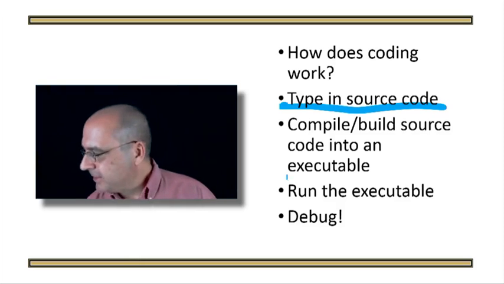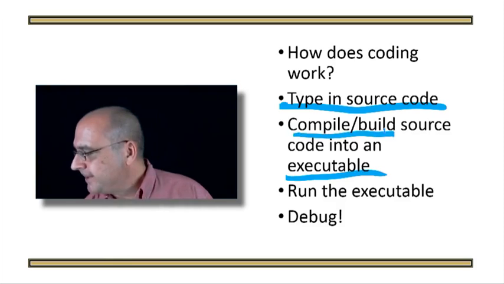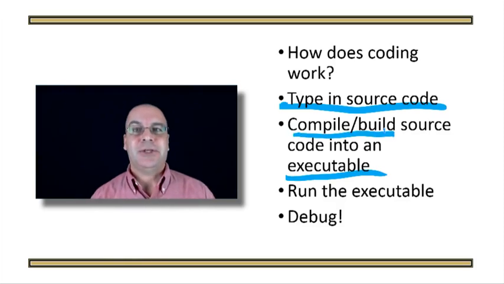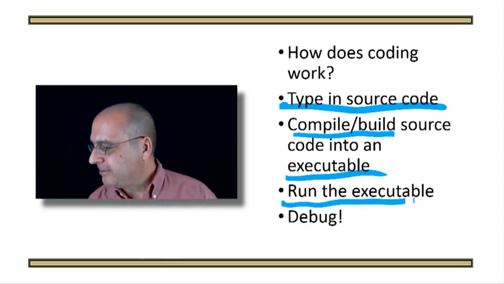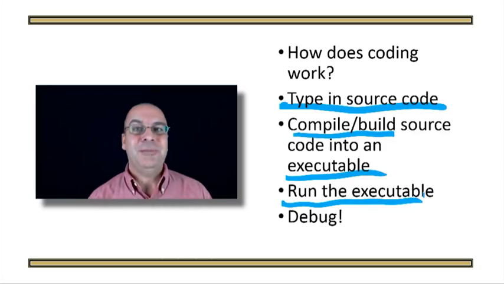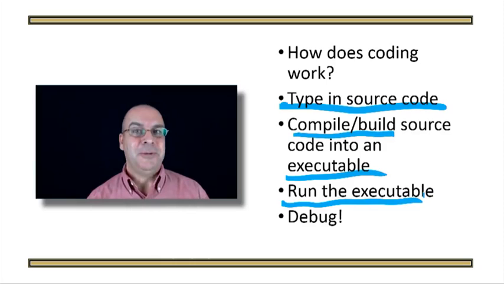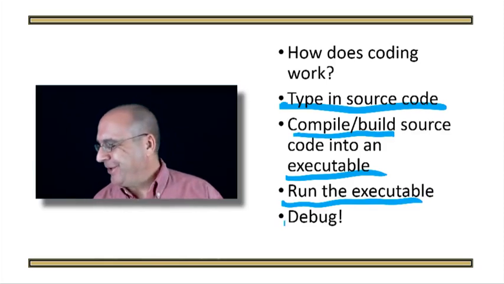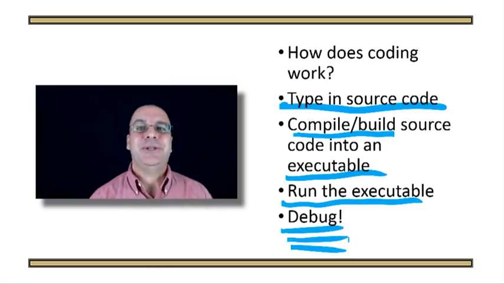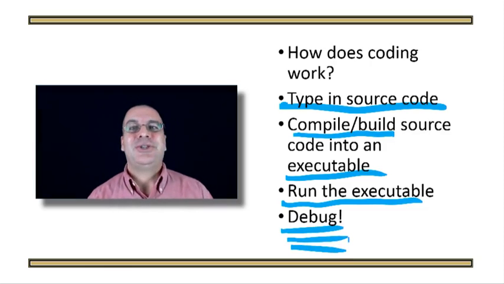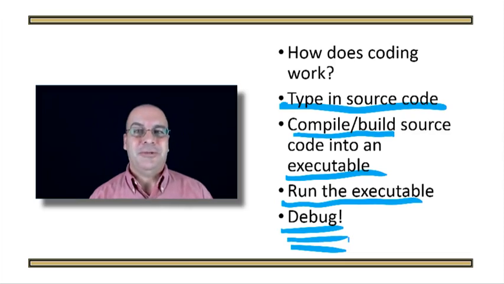So the next step is to actually compile and build that source code into an executable, something that the computer can actually understand so that it can be executed. After we've done that, we can now run the executable to play our game or run our program or whatever. And sadly, I'll underline this 3 times, a lot of times, we actually need to debug our code as well. So we have to go through our code and find the mistakes we've made and fix them so that the game runs properly the way we intended it to.